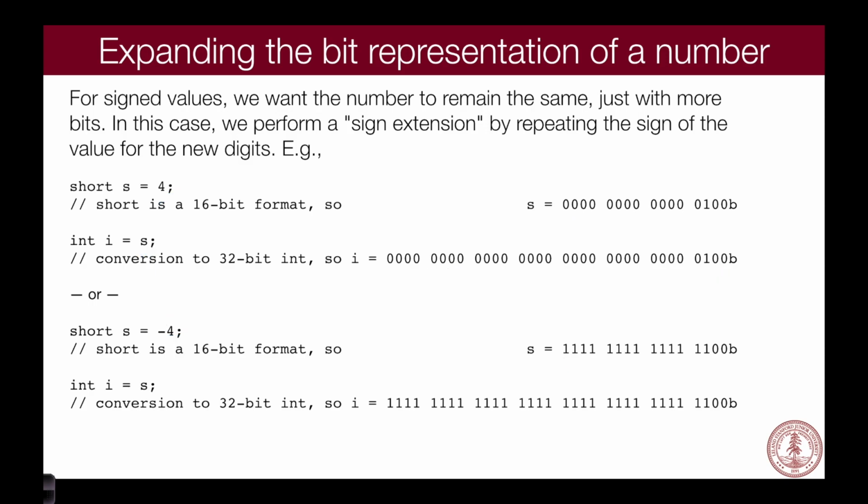So what's the takeaway on this? The takeaway is, if you're going from a smaller signed number to a larger signed number, you take that upper bit and make it all the upper bits for the larger number. That's what's happening there. Play around with that a little bit. Again, ask questions on Piazza if it's still a little confusing.